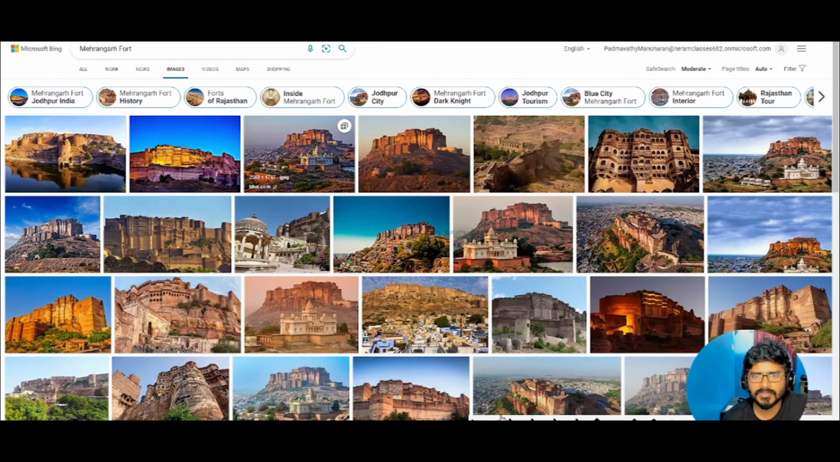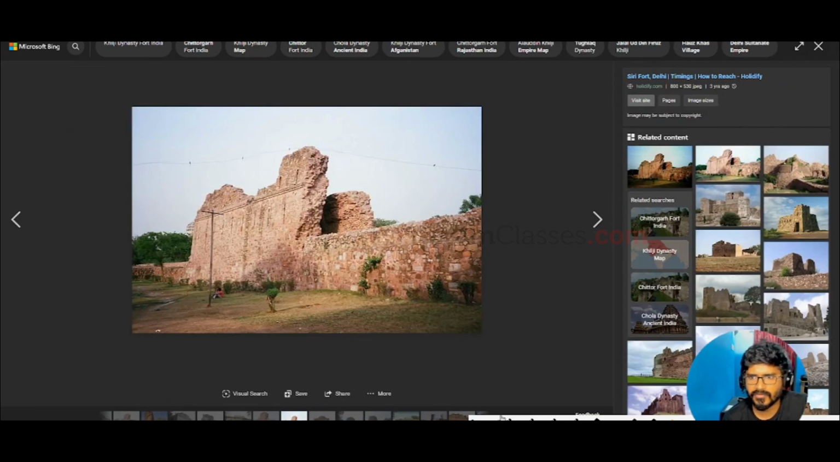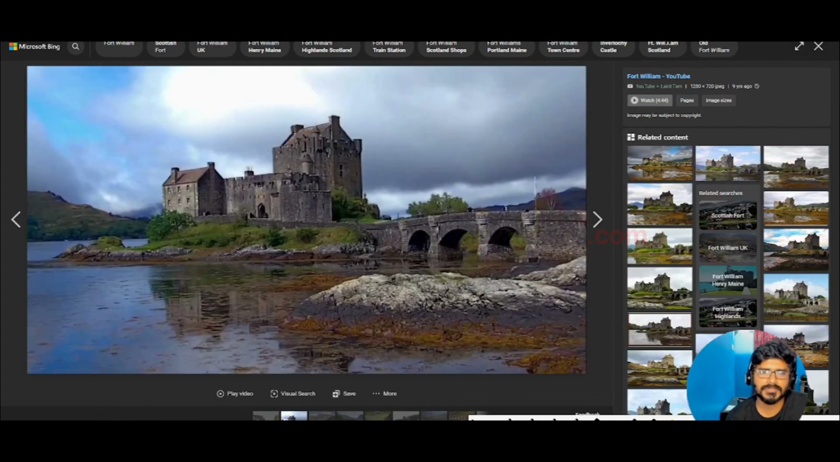So Mehrangarh Fort is this fort. This is located in Jodhpur city, that is in Rajasthan, India. And next is Golconda Fort. Golconda Fort is located in Hyderabad. And Siri Fort is located in Delhi. And Fort William, this is not in India. This is located somewhere in the UK.